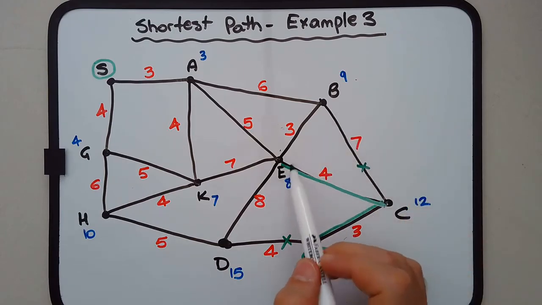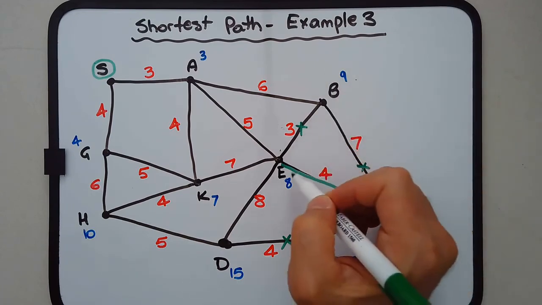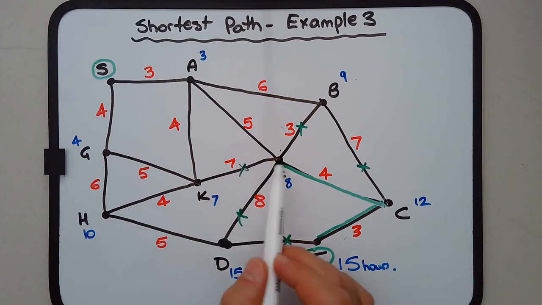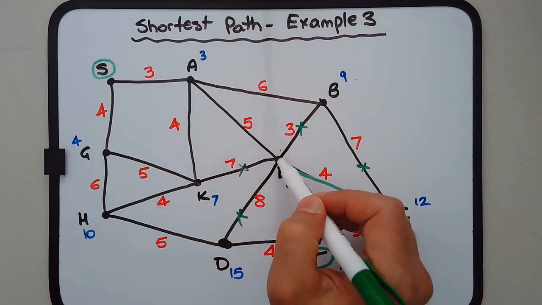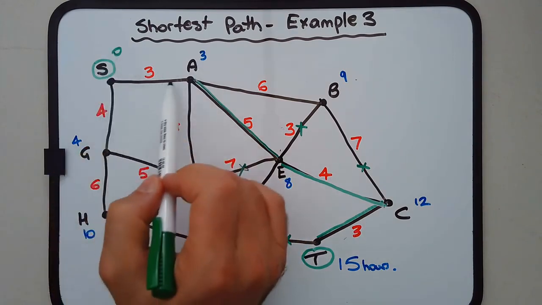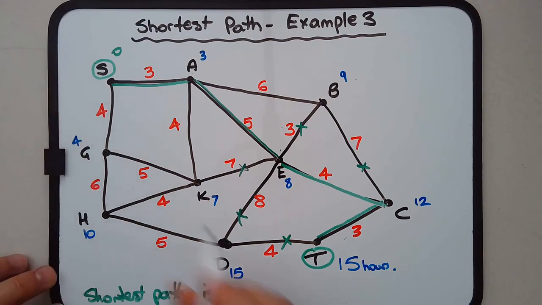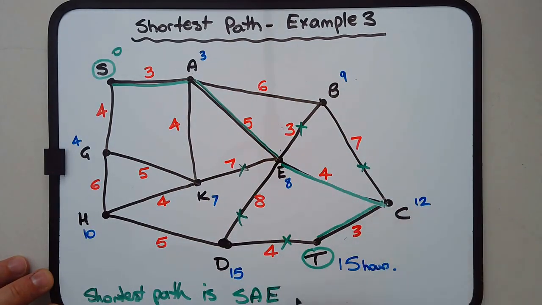Now from E, going back, 8 minus 3, well that doesn't work, that's 5, we've got 9 there. 8 minus 8, well that's 0, we certainly don't have 0 there. 8 minus 7, well that doesn't work, because 8 minus 7 is 1 and we've got a 7 there. 8 minus 5 is 3 and we have a 3 there. So this is part of the path as well. And then finally 3 minus 3 is 0. Yep, and that works. So the shortest path is S, okay, so now trace it through: S, A, E, C, and T.